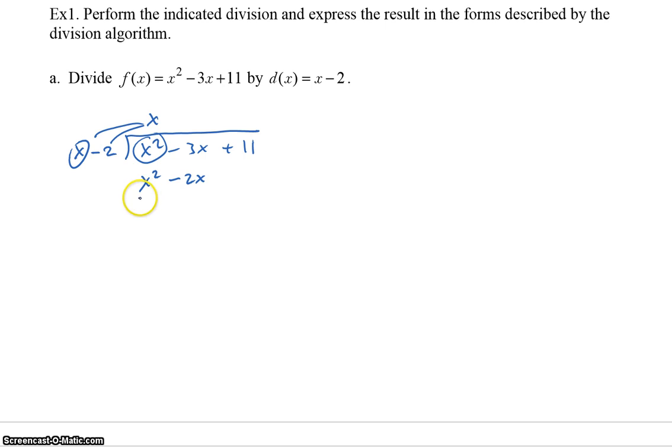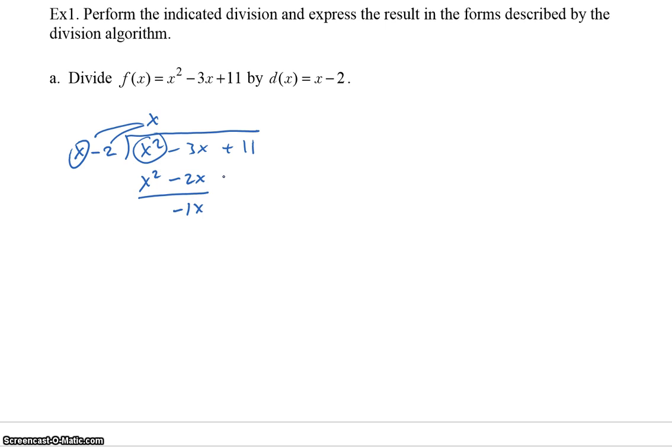Then, just as we do with whole numbers, we subtract. X squared minus x squared is 0. Minus 3x minus 2x is minus 1x, or minus x. This is the one step in long division where people tend to make mistakes. And that is, instead of subtracting, they add and get negative 5x here.